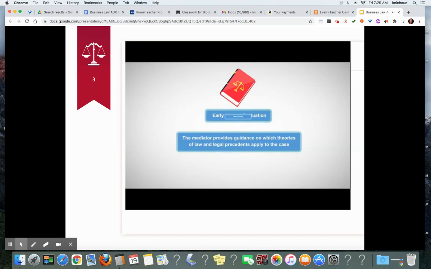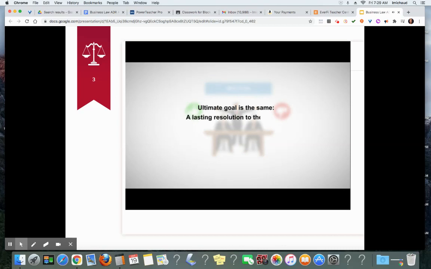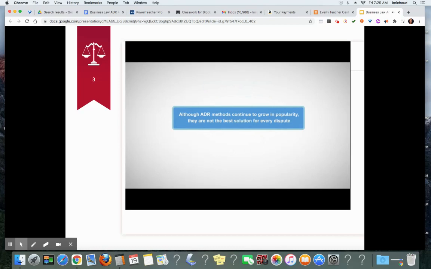Many trials take early neutral evaluations a step farther. The parties gather together and present their respective arguments openly in front of the mediator, who then advises the parties of their chances of success at trial. Whatever the form of ADR, the ultimate goal is the same: a lasting resolution to the dispute. Although ADR methods continue to grow in popularity, they are not necessarily the best solution for every dispute.